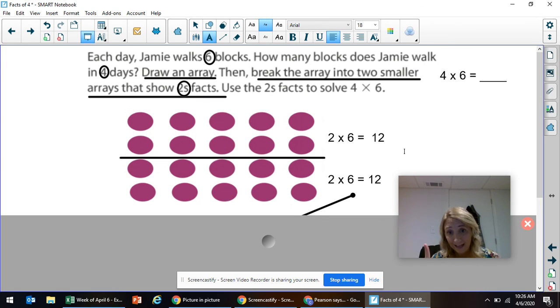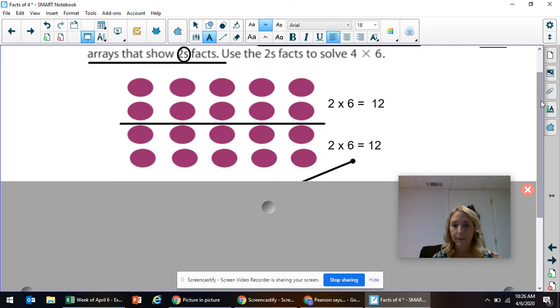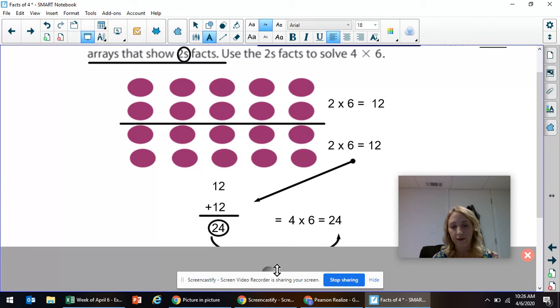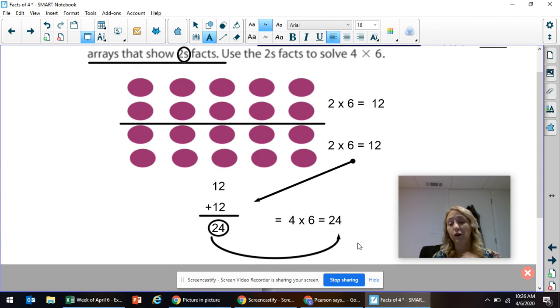You should have said add. You're going to add your products together. So go ahead and add 12 plus 12, see what you get. You should have gotten 24. Now you just solved 4 times 6.